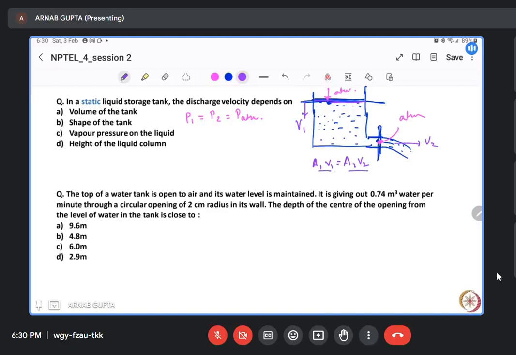Now, generally, you will find that the size of the tank is considerably higher than this small orifice down here. So you can conveniently say that A1 is much larger than A2. Hence, V2 will be much larger than V1. With this assumption, we can neglect the V1 component.